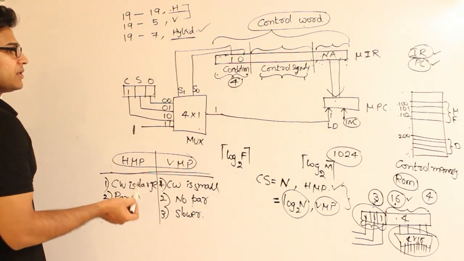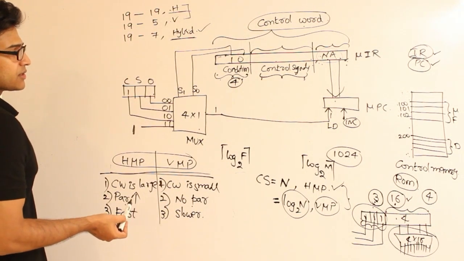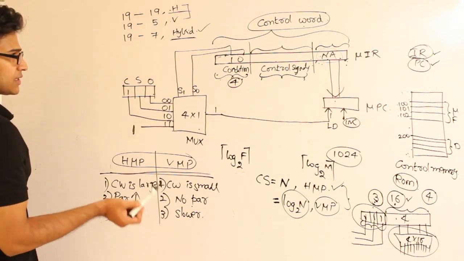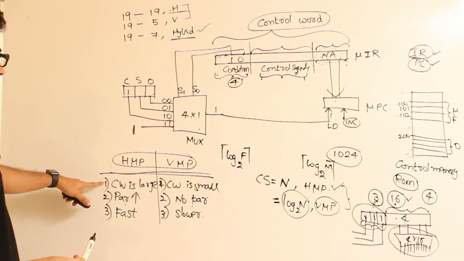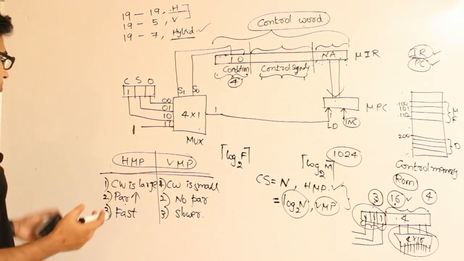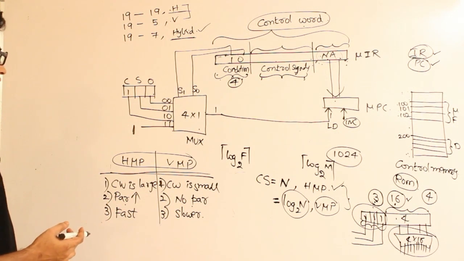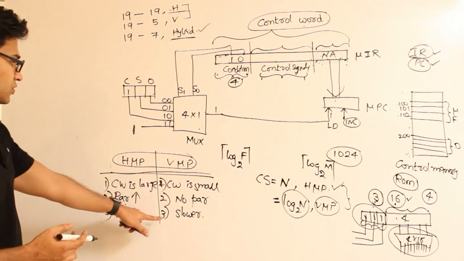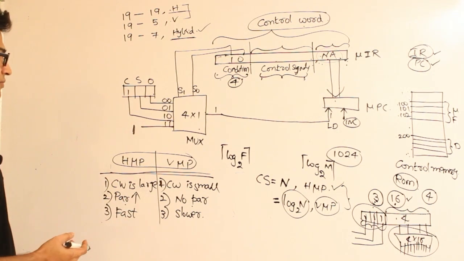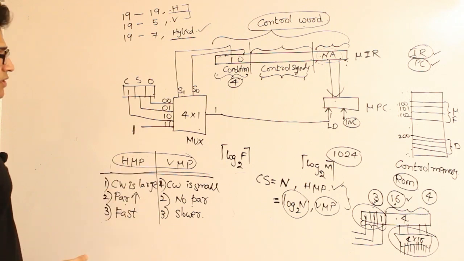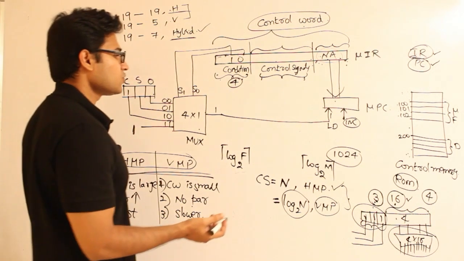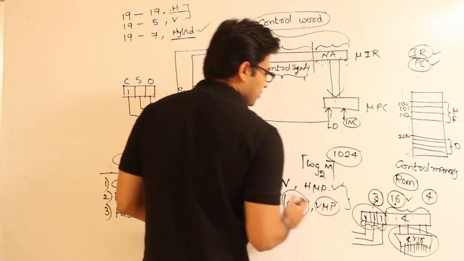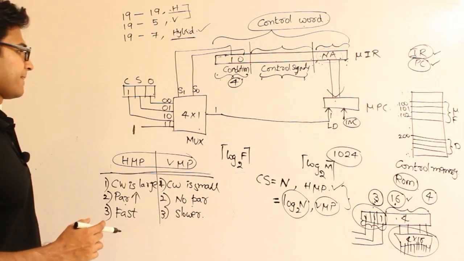So by using a hybrid system, we will be able to increase the parallelism and reduce the size of it, right? And the size of the control word is also going to be optimal. Parallelism is also increased, and it is not too slow and not too fast. The reason is horizontal signals are going to be faster, but this one is going to be slower. So overall performance is not going to be too slow or too fast.